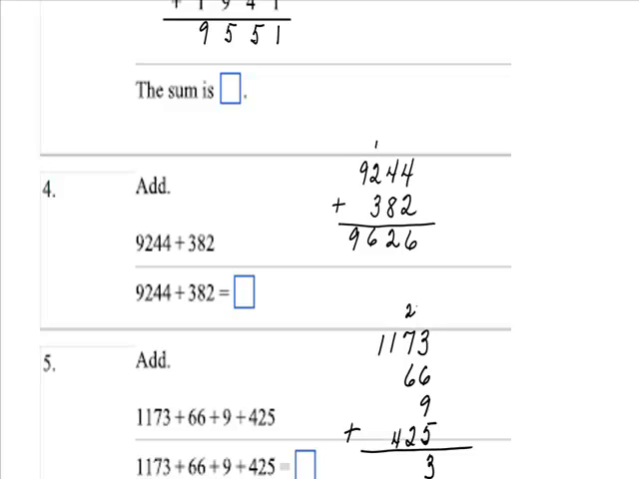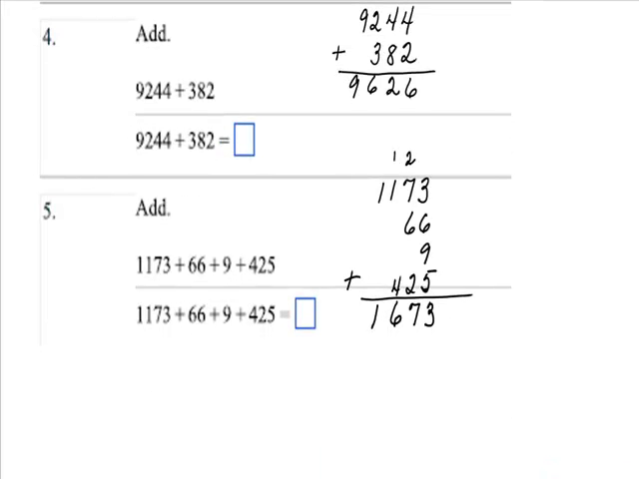And sometimes it's a little bit of a challenge to hold those things in your head. 2 and 7 is 9. 9 and 6 is 15. And 2 more makes 17. Carry the 1. 1 and 1 is 2. Plus 4 is 6. There's nothing to add to the 1, so I bring down the 1. My sum is 1,673.